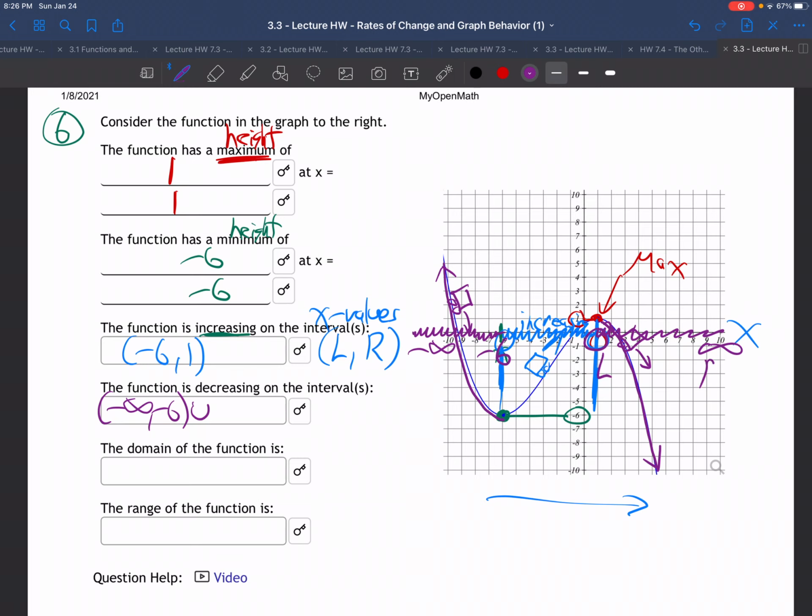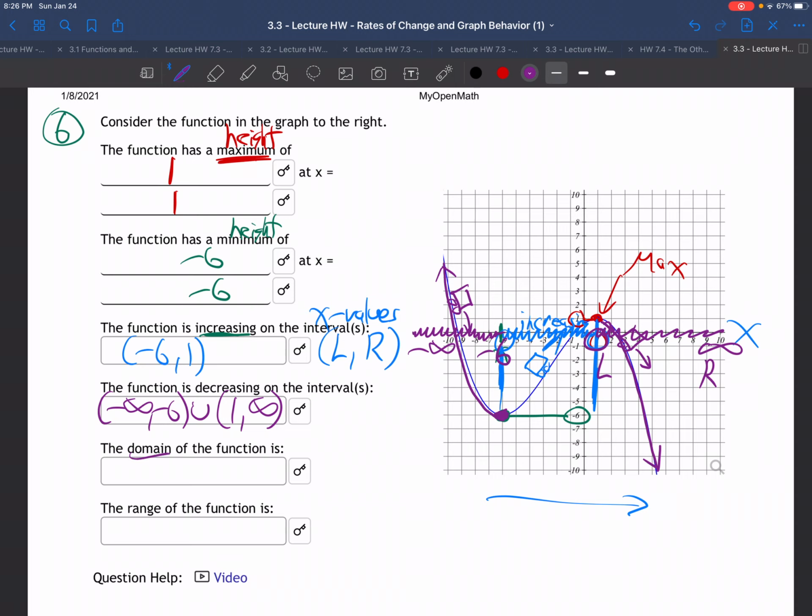It's left edge, right edge. So +1 all the way to infinity. Always use parentheses on all those, never brackets. You might say, well, it hits right here. Yeah, but right there it's not going up or down. It's at the very bottom. It's frozen. So you just use parentheses on everything.